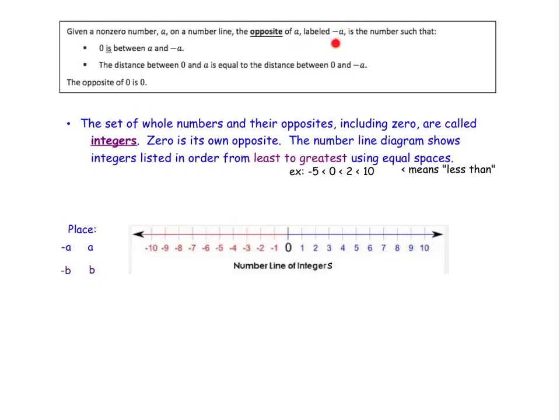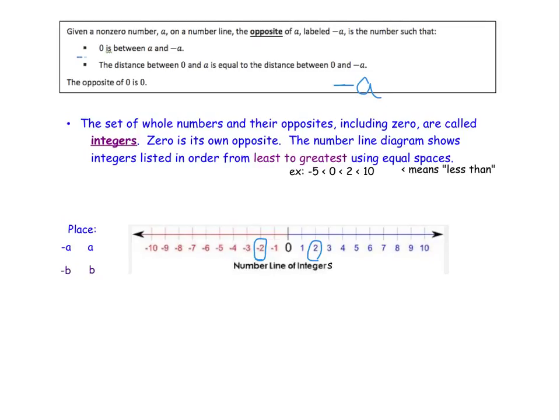It looks like we're used to seeing that as minus. We're used to seeing this symbol as minus, but it can also mean opposite. So the opposite of A. All right, so if we're talking about the number 2, the opposite of 2 is negative 2.